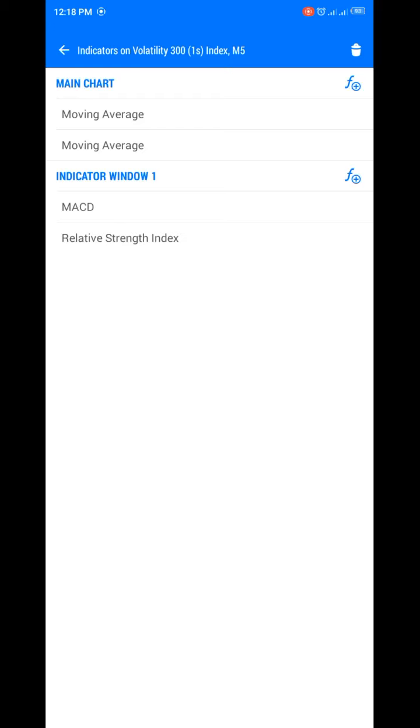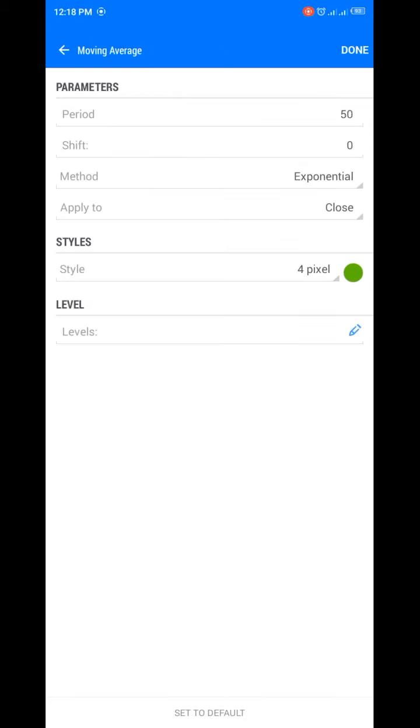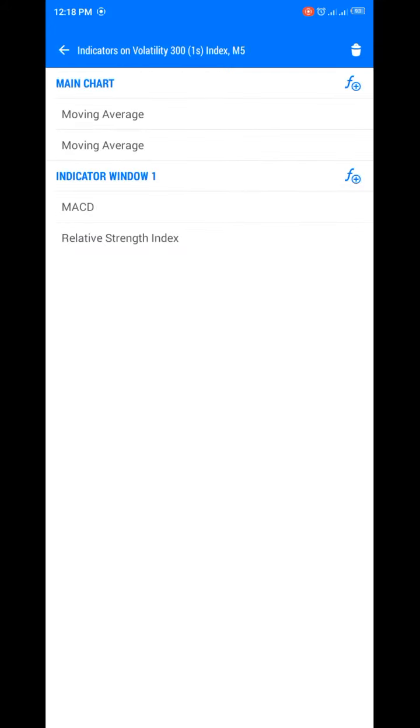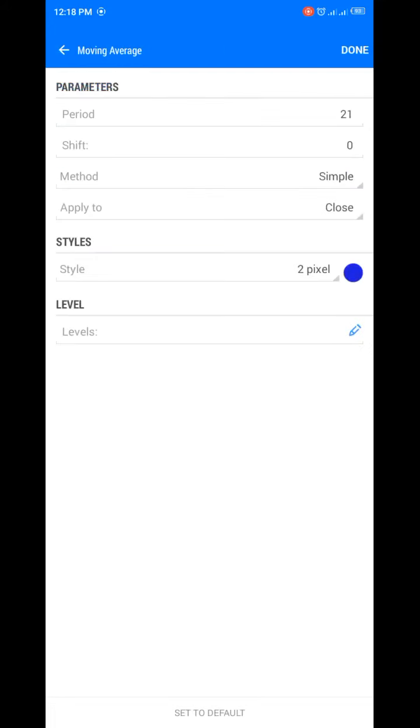On your main chart, you'll have moving average 50, the parameters: period 50, shift 0, method exponential, apply to close, style 4 pixel, color green. Then back, that's done. Then your second moving average, the parameters go like this: period 21, shift 0, method simple, apply to close, style 2 pixel, whatever color you like.